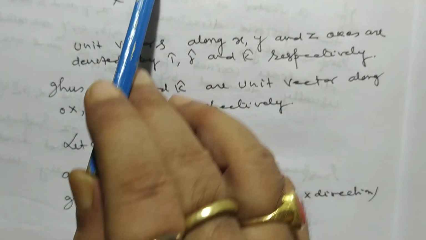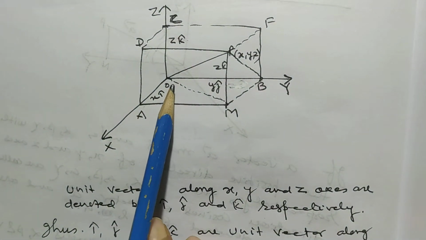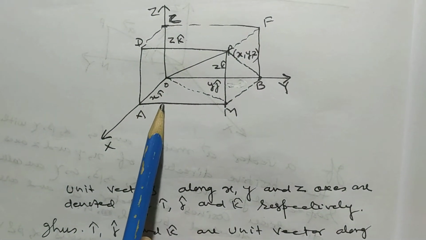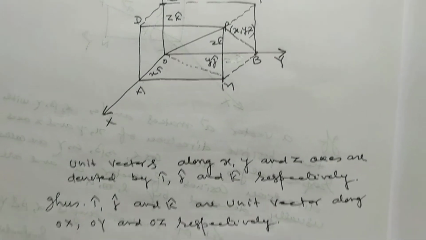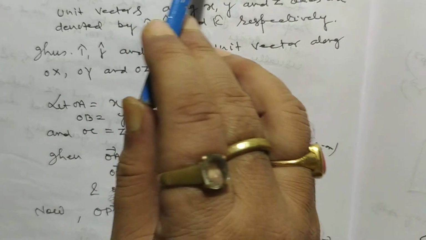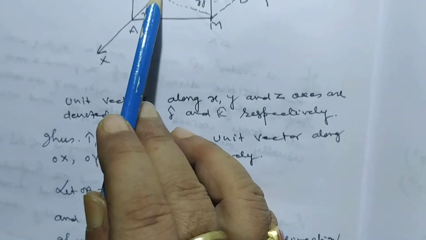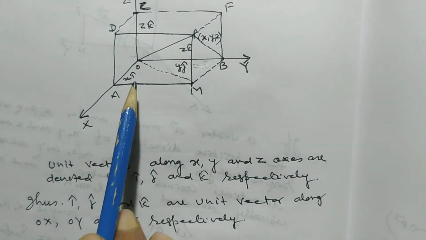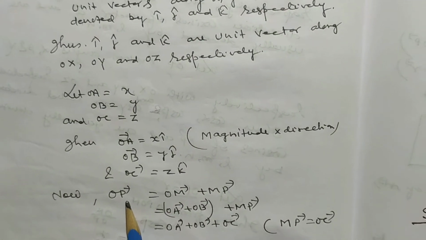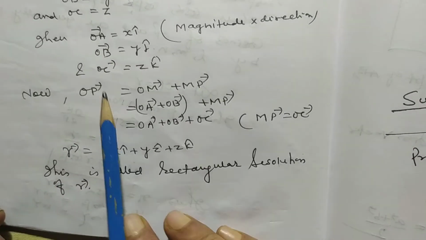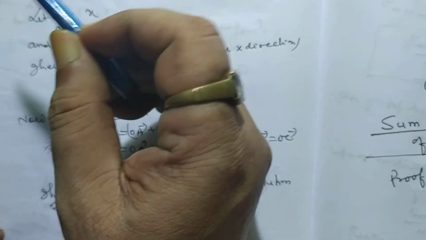So, OA is equal to, suppose, x units, and the unit vector in this direction is i cap. So here OA is equal to xi. Similarly, OB is equal to yj, and OC is equal to zk. So, my dear students, now OP can be written as OM plus MB by the triangle law.